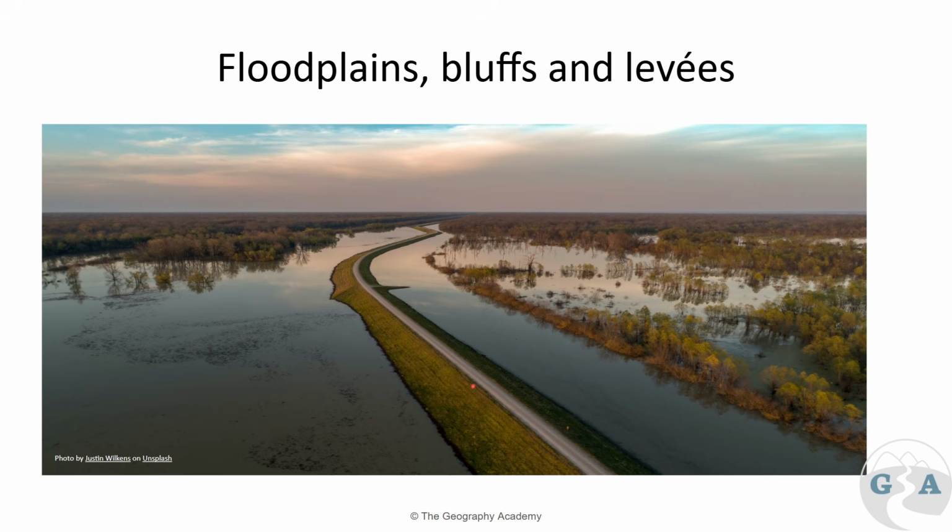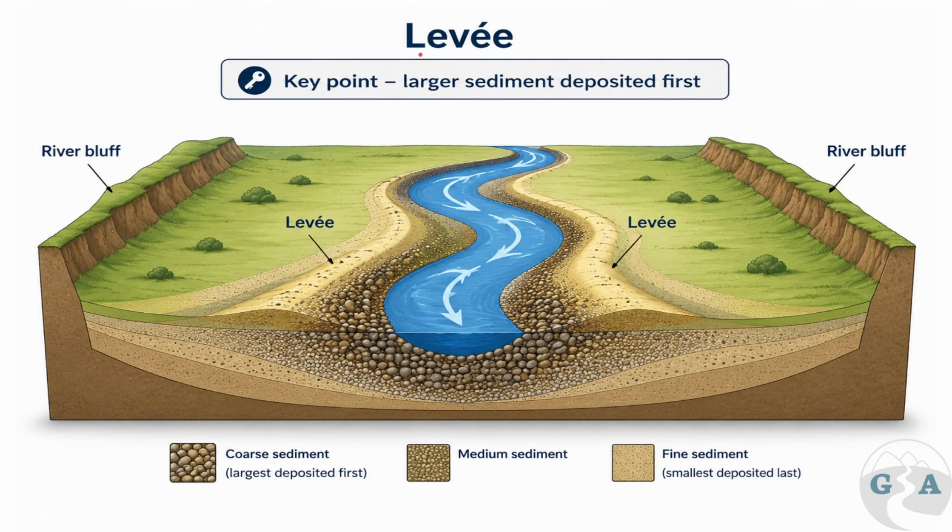So levees are just like a higher raised wall like we see here. These are artificial levees, but still the same concept. All right, so a levee is built up on the river banks over time. What we're going to see is that the river will flood and it often deposits the largest sediment first. So we think about Hjulström's curve.